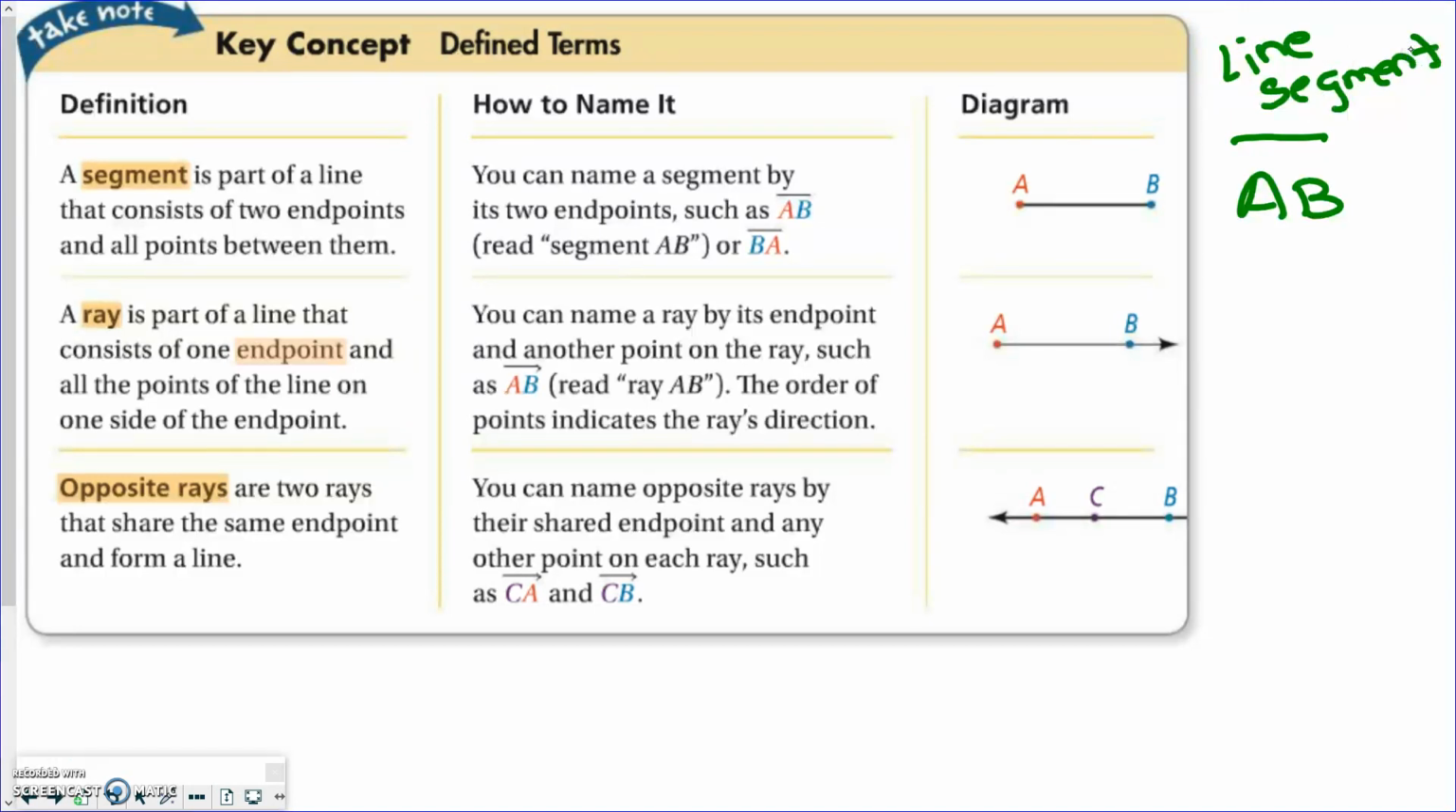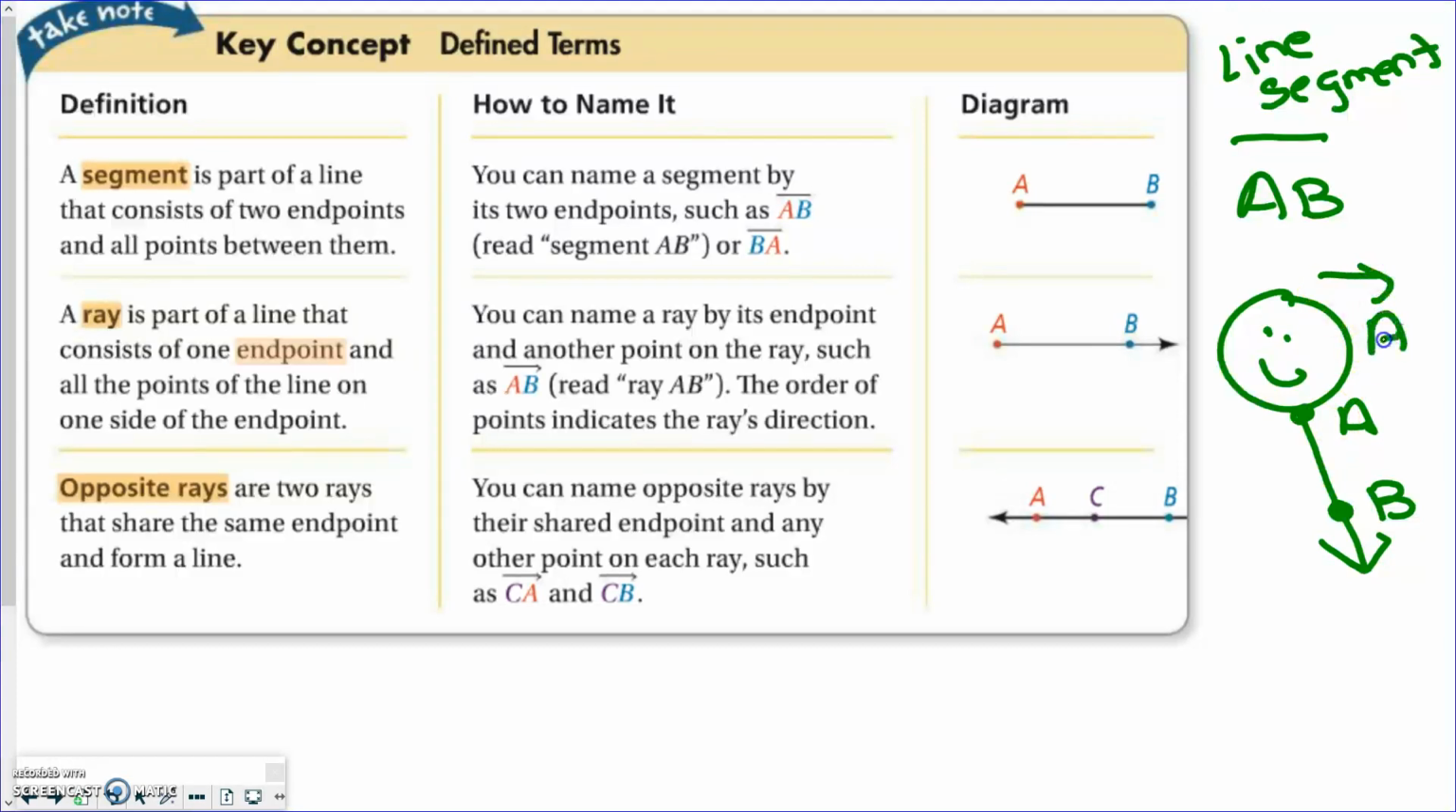A ray is part of a line that consists of 1 endpoint and all the points of the line on one side of the endpoint. So for a ray, think about the rays of the sun. It has a starting point and then it goes on for infinity. Why do they call them sun rays? Well, where does light come from? Light comes from our sun. The rays and the light have a source, the source being the sun or the endpoint A, and continue on forever in another direction B. The ray notation looks like a line with one arrow, and it's said as ray AB.